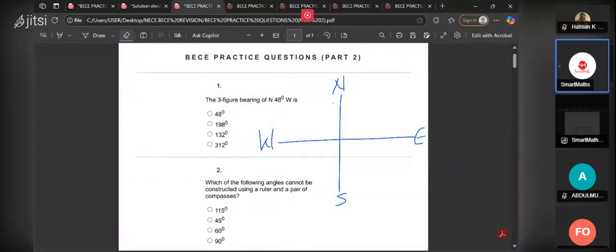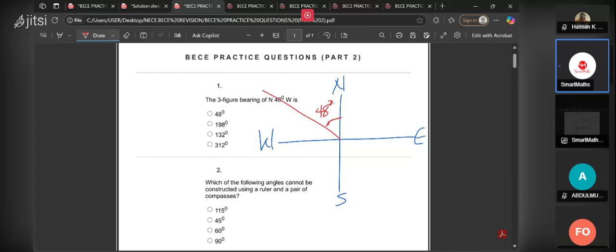It's between the north and the west, and it's 48. What that means is that you start from the north and move 48 degrees towards the west. I repeat, you start from the north and move 48 degrees towards the west. So that is going to be here, this is 48 degrees. So we have sketched it. Now I want to write this as a three-figure bearing.